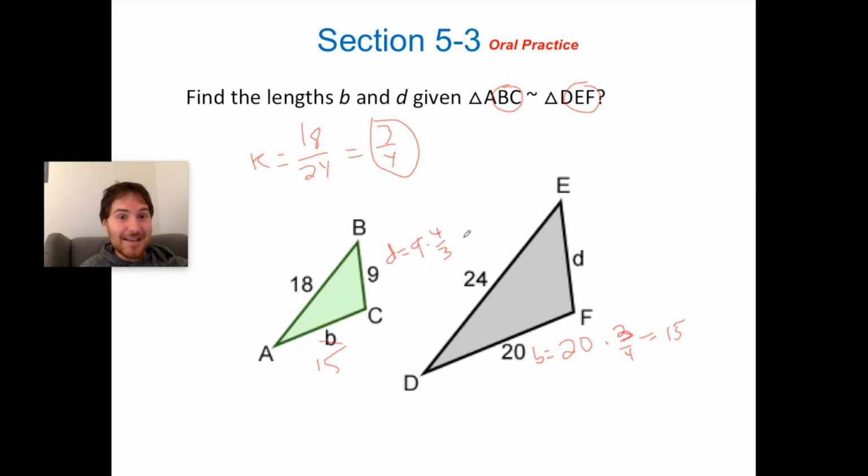So 9 times 4 is 36, divided by 3 is 12, right? There we go. We got our answer right there. We got 12. Of course, we could have just solved this by setting up equal ratios, right? You could have done it that way too.